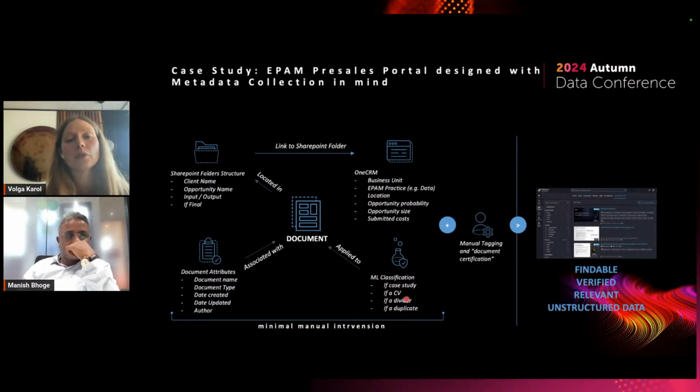So what I want to convey here is that there is a lot of metadata being collected for a single document with very minimal manual intervention. And then on top of this, for a selected set of data, there is a team who is doing some manual tagging and certification of the document. So then in the very end, you are ending up with findable, reliable information that you can find on the portal. I'm pretty sure that within EPAM, lots of people are using this portal.